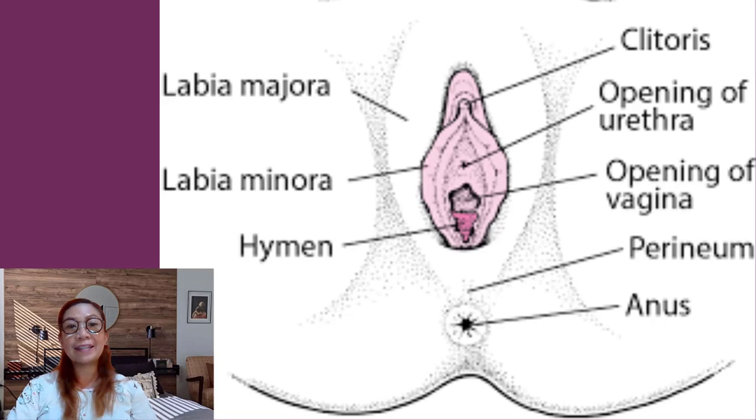The second is the labia minora. The labia minora is a spread of two connective tissue folds that are pinkish in color, and the internal surface is composed of mucous membrane and the external surface is skin. It also contains sebaceous glands all over the area.